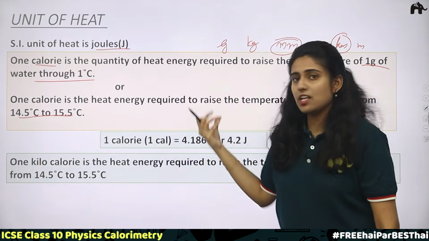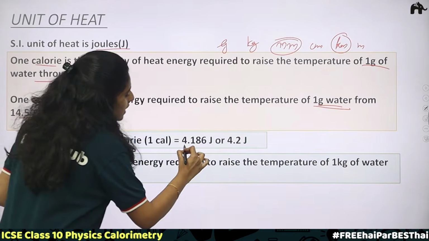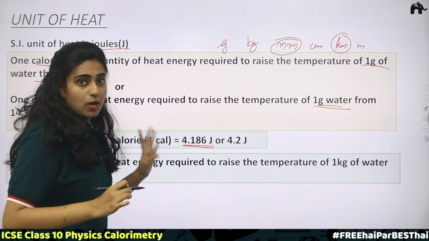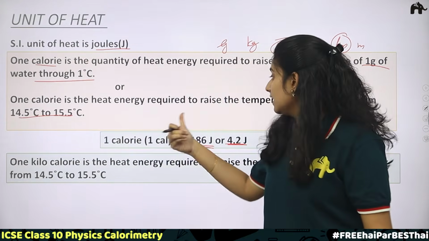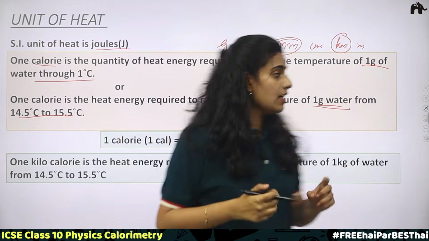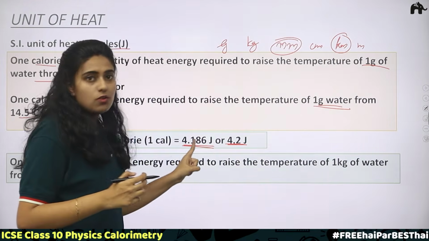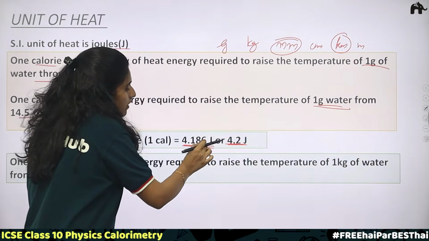Before that, what is calorie? How are calorie and joules related? 1 calorie will be equal to 4.186 joules, or approximately 4.2 joules. So this is the relation between 1 calorie and 1 joule. Now if you have to convert 1 calorie to joules, what will be done? 1 calorie into 4.186 joules.